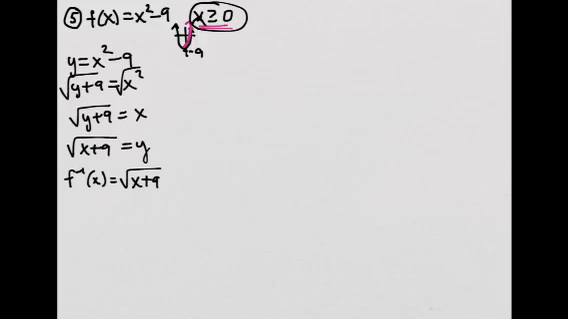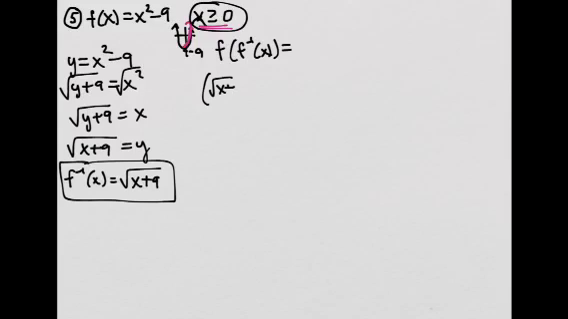Okay, so this is the one that I think is the inverse, but I've got to verify it. So f of f inverse of x is going to be the square root of x plus 9, squared, minus 9. Order of operations tells me I do that part first, so x plus 9 minus 9, so that gives you x.